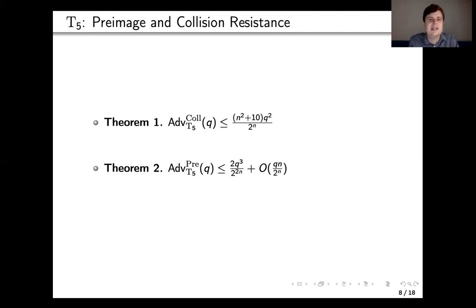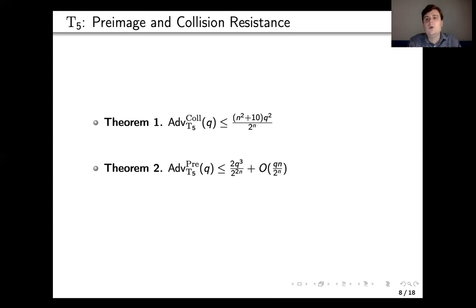Okay, so this is showing that T5 is an improvement over the Merkle tree in the sense that it is possible to process one more block of message with the same number of compression function calls without losing in security, losing in collision security, up to, as you can see here, a small logarithmic factor.